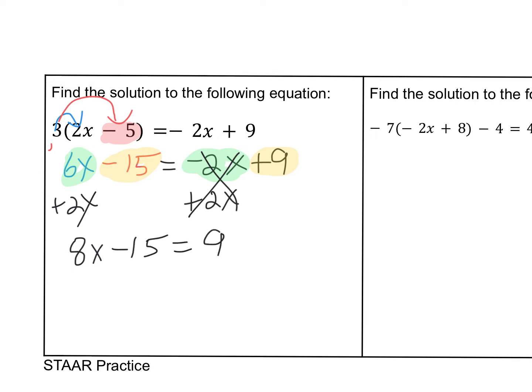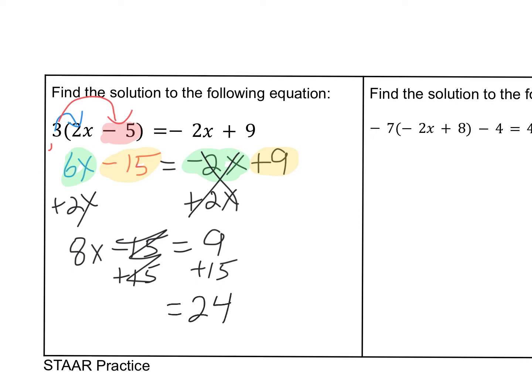All right. Now, we got our variables together on one side. Let's get our constants together on the other side. So I've got to remove this minus 15. How do we remove a minus 15? We use the inverse, which is to add 15. What we do to the left side, we must also do to the right side. So now, negative 15 plus 15 is 0. That's why we did that. We canceled it over here. But then 9 plus 15 on the right side is 24.